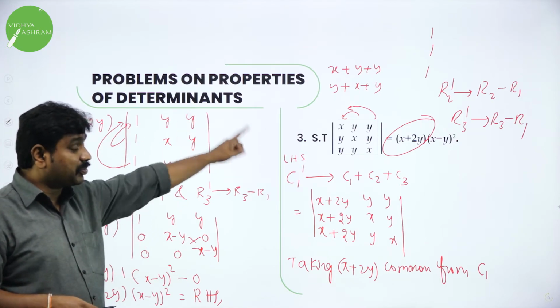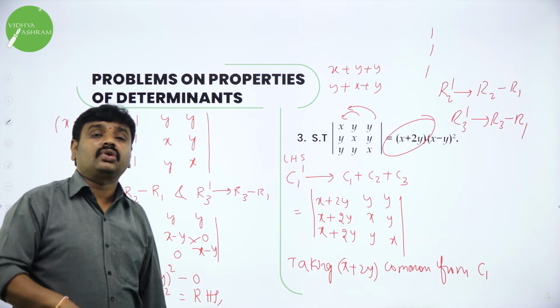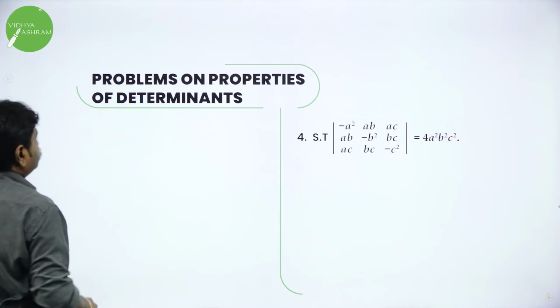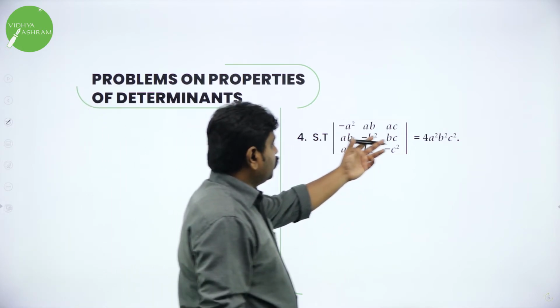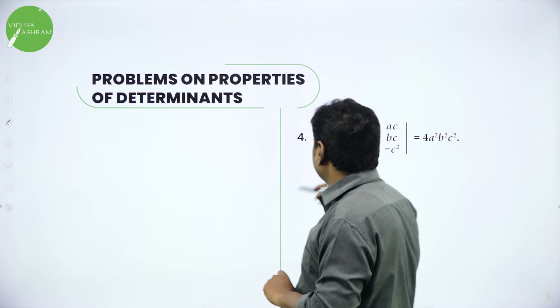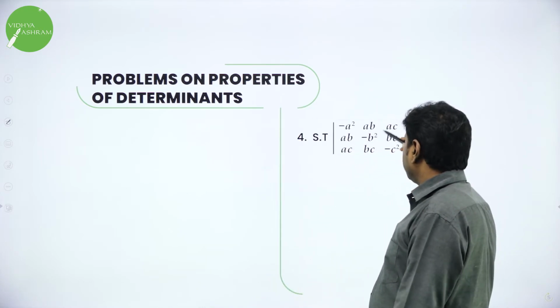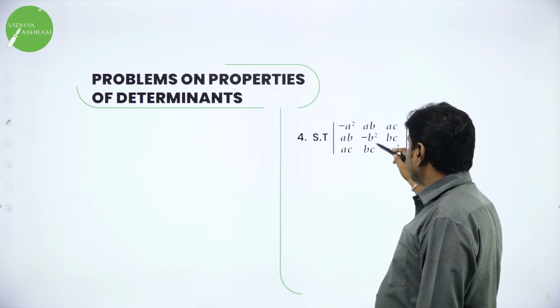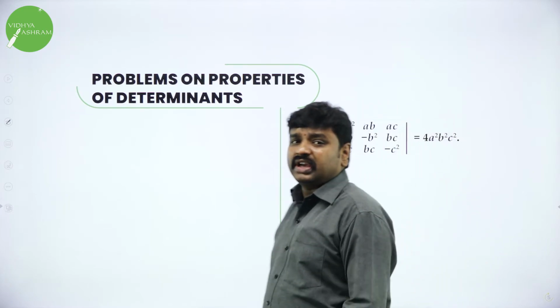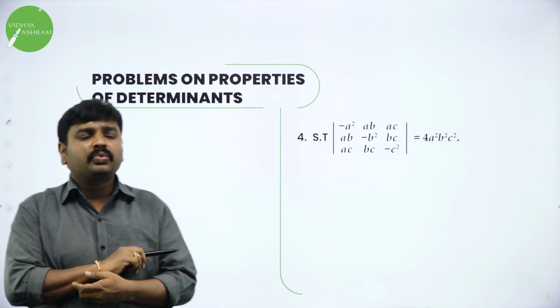I am repeating, the same problem can be done by R1 dash is equal to R1 plus R2 plus R3 and get the answer. Next, prove that the determinant of minus a square, ab, ac, ab, minus b square, bc, ac, bc, minus c square, you need to prove it equals 4 a square b square c square. How to prove is simple.